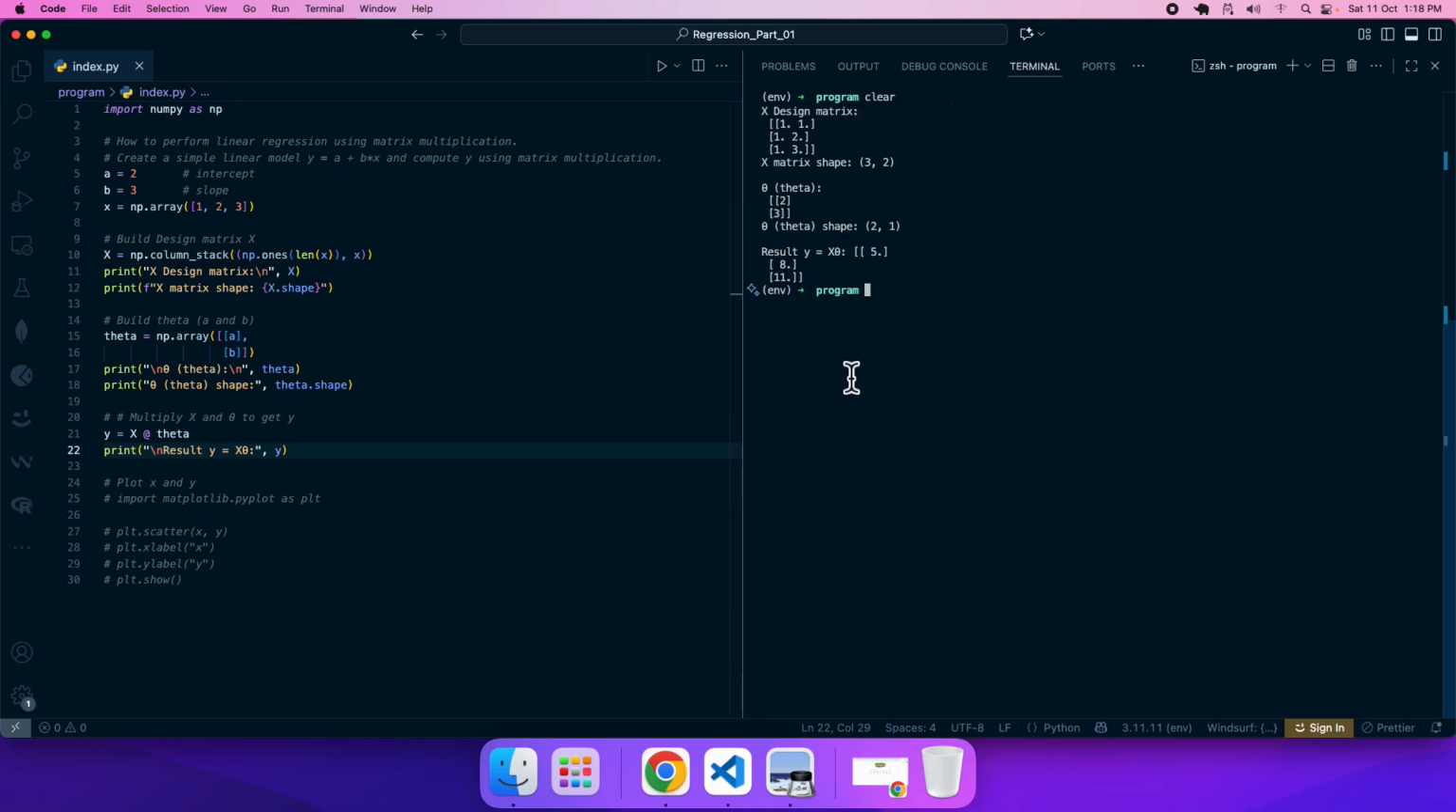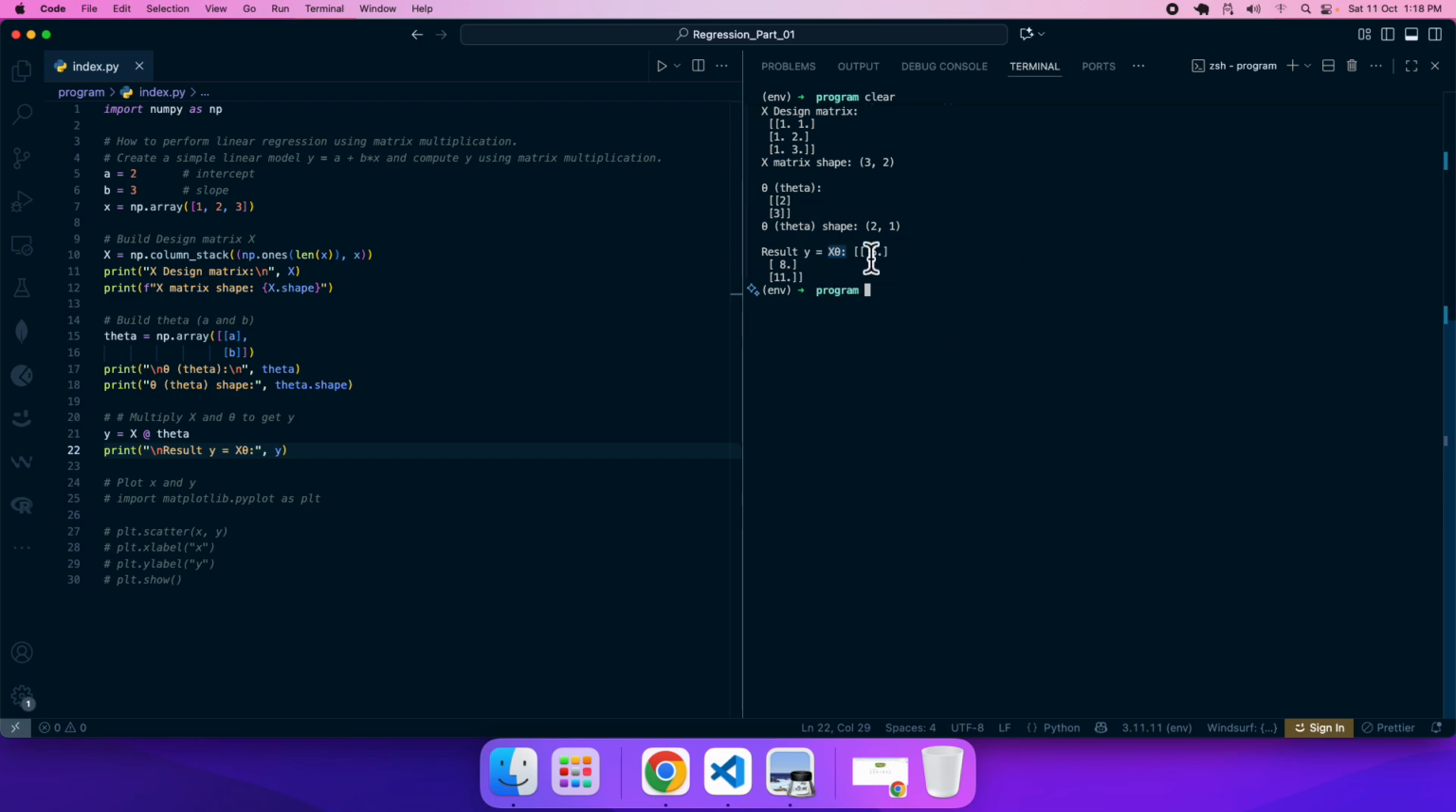So see how the output looks. 1 into 2 plus 1 into 3, so 2 plus 3 is 5. Then 1 into 2 plus 2 into 3, that is 6, so 6 plus 2 is going to be 8. 1 into 2 plus 3 into 3 is 9, so 9 plus 2 is going to be 11. And so we have got the corresponding result in the form of capital X theta.